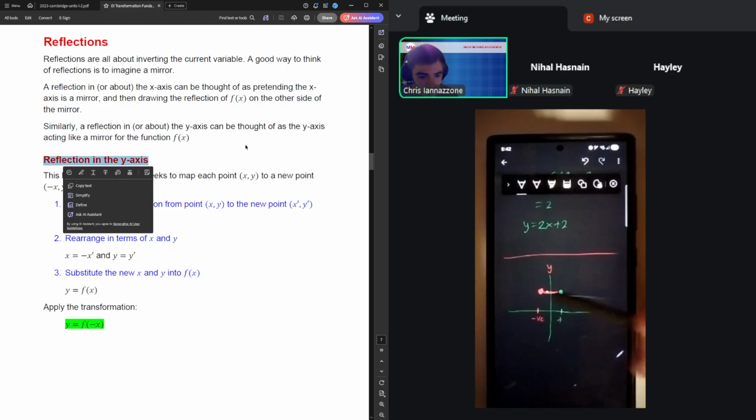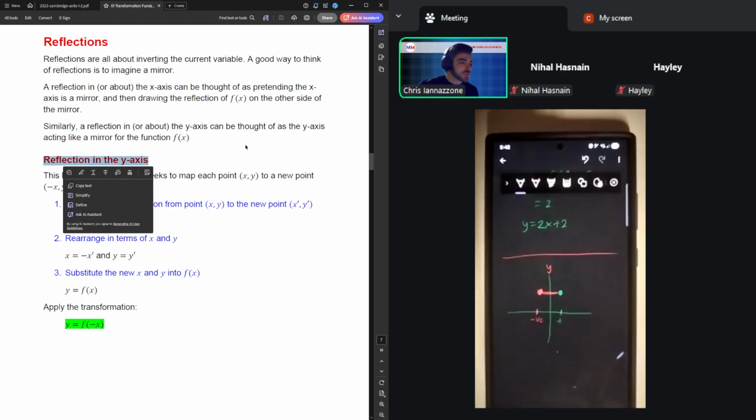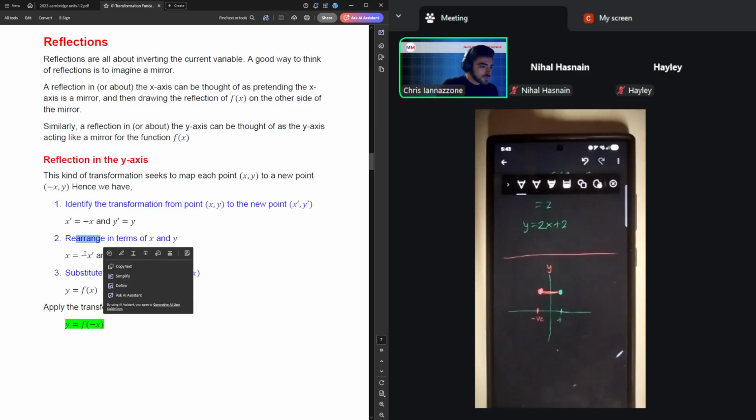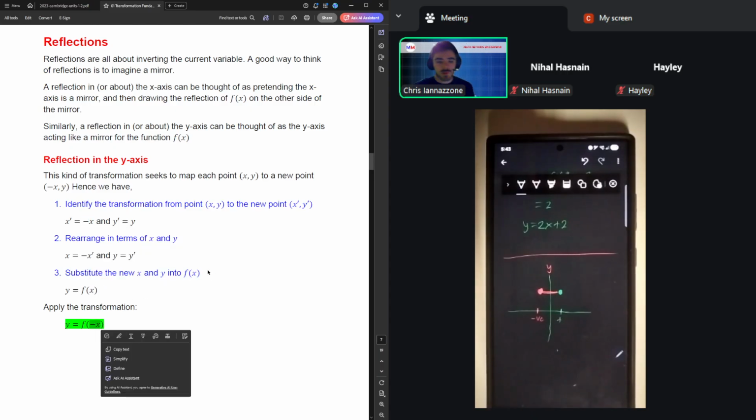It's perfectly horizontal, which is why when you go back to the screen share and have a look, when we're applying our negative sign to indicate the reflection, we're going to put it on the x variable. This is another one where you sort of do the opposite to what you normally think. So the negative sign is going to go on the x in this case. All the other steps are exactly the same. Rearrange, substitute. The negative was on the x, so when we sub it in, the negative will still be on the x.